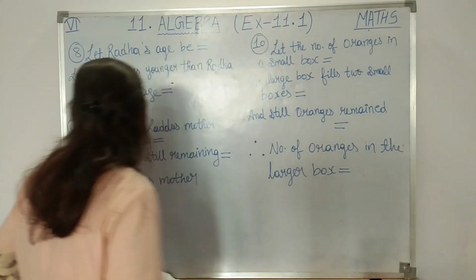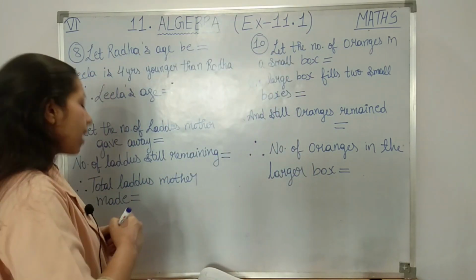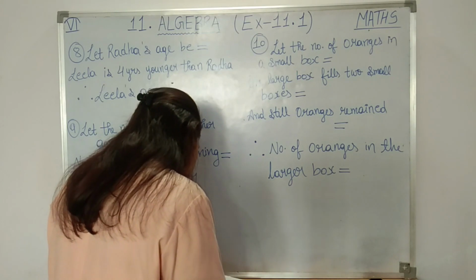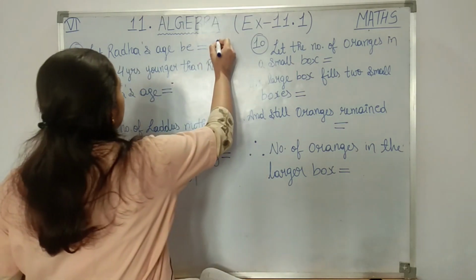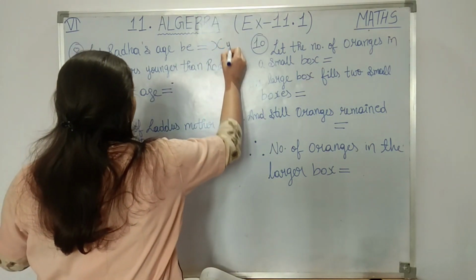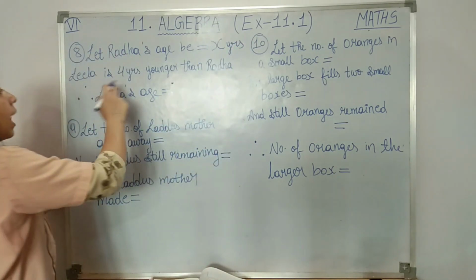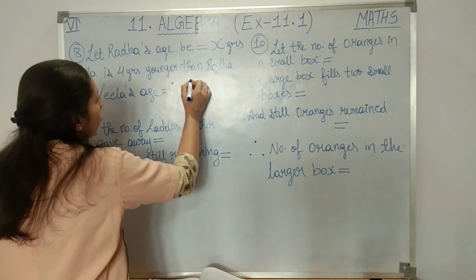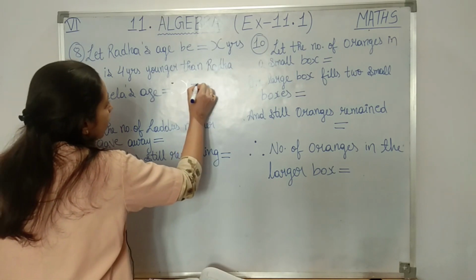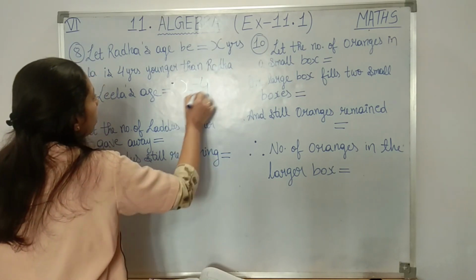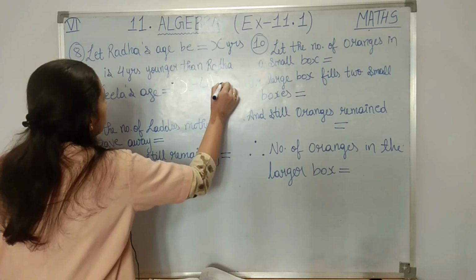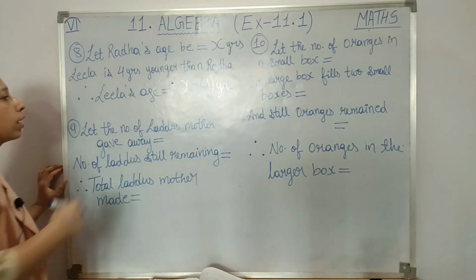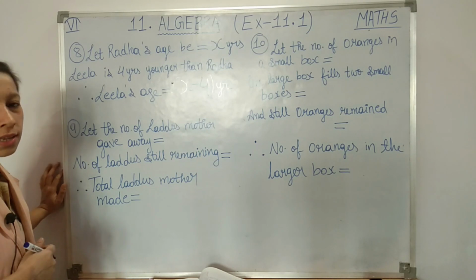In the same manner, here we have to write: let Radha's age be x years. Then Leela is 4 years younger than Radha. Therefore, Leela's age will be whatever the age of Radha is, we subtract 4 because Leela is 4 years younger than her. And so the rule will be x minus 4 years.